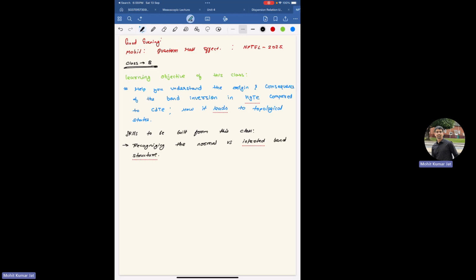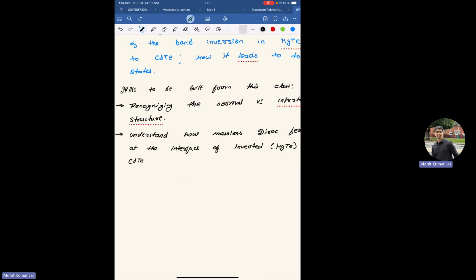The second will be understanding how massless Dirac fermions arise at the interface of inverted mercury telluride and normal cadmium telluride material.